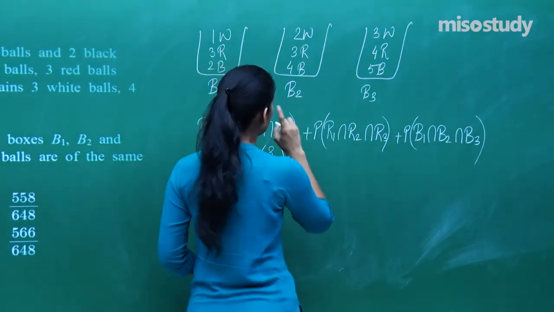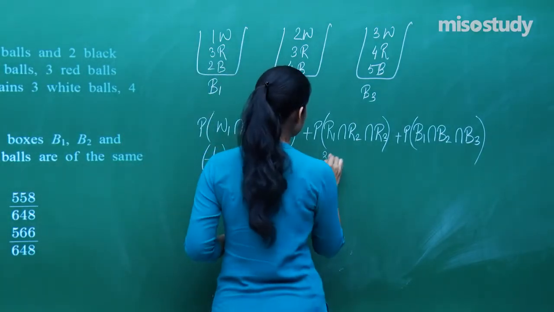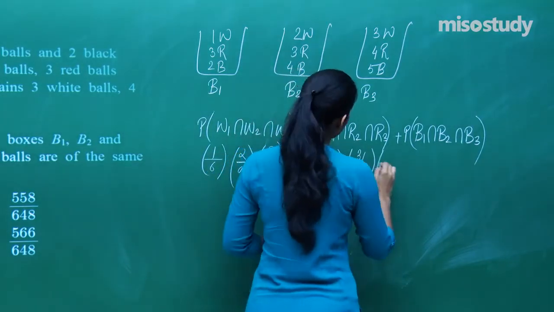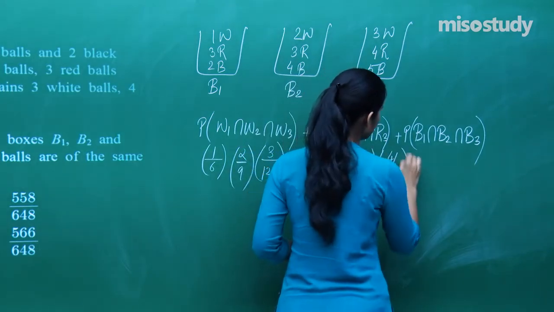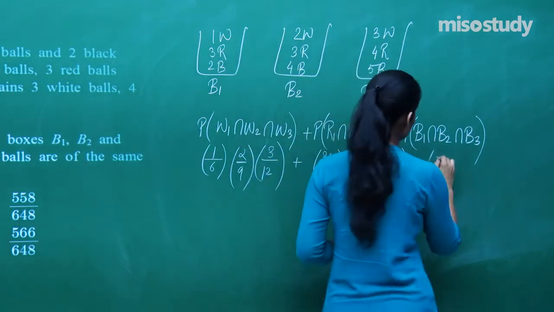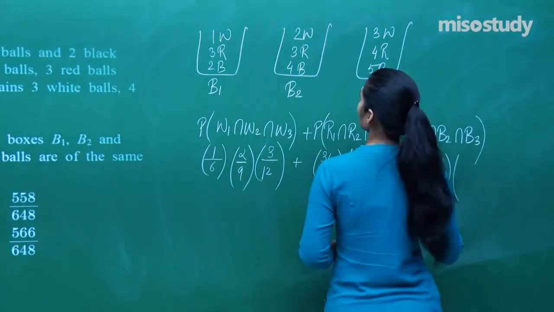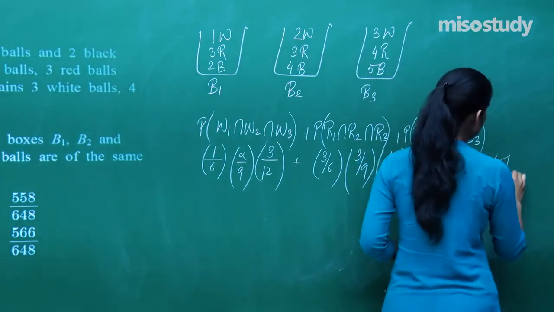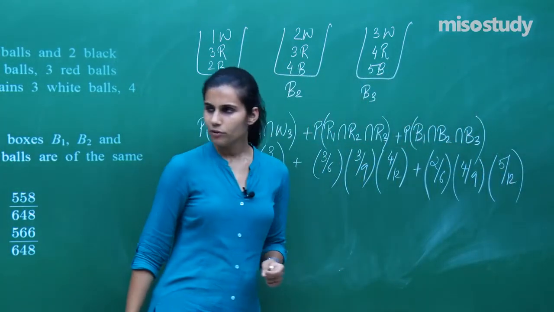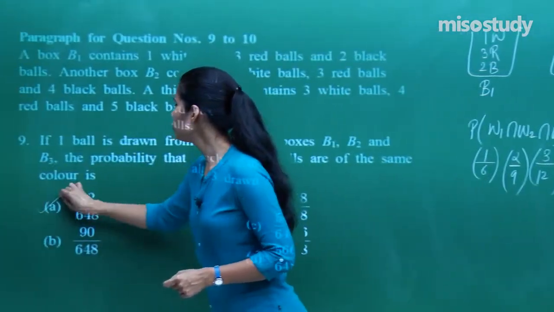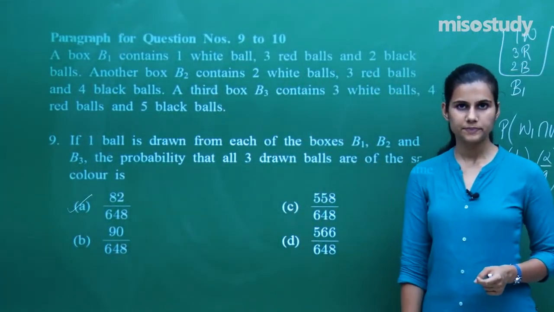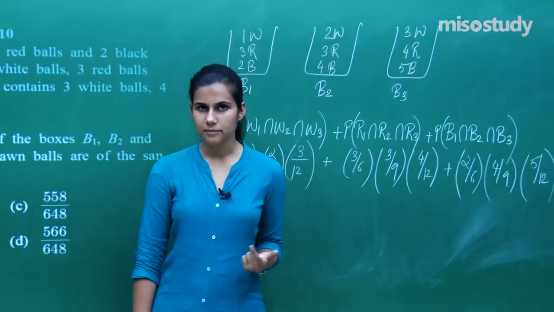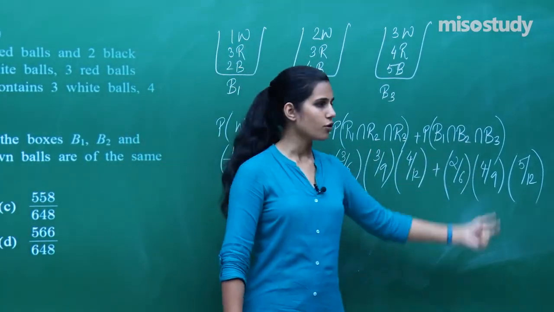Fine. Again R1, so it is 3 by 6. Red ball from the second box is 3 by 9. And red ball from the third box is 4 by 12. Then black ball from the first box is 2 by 6. Black ball from the second is 4 by 9. Black ball from the third is 5 by 12. When you add all of this, you basically get 82 by 648 as your answer. Clear? That is the probability of obtaining balls of the same color, either all white or all red or all black.